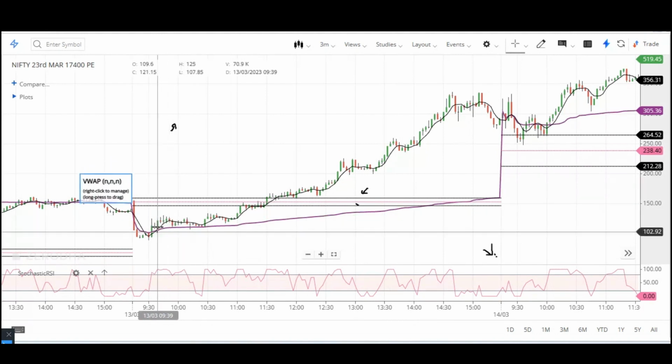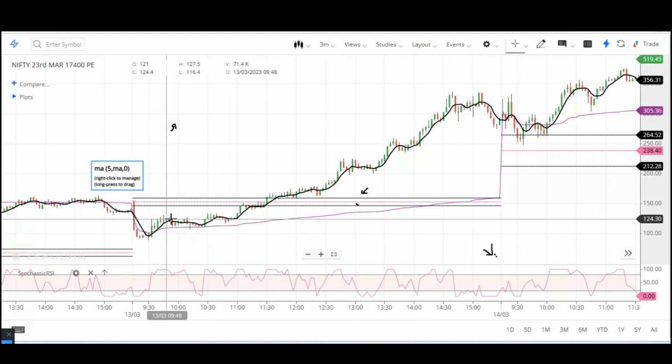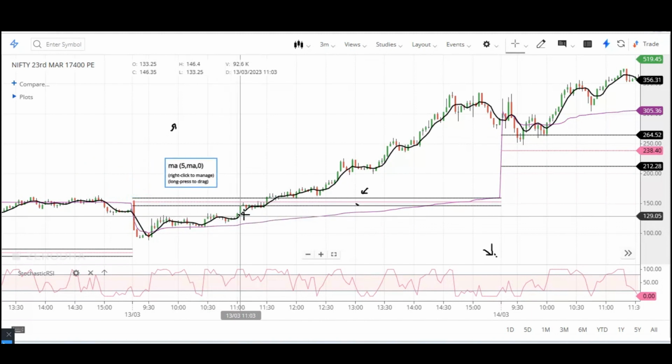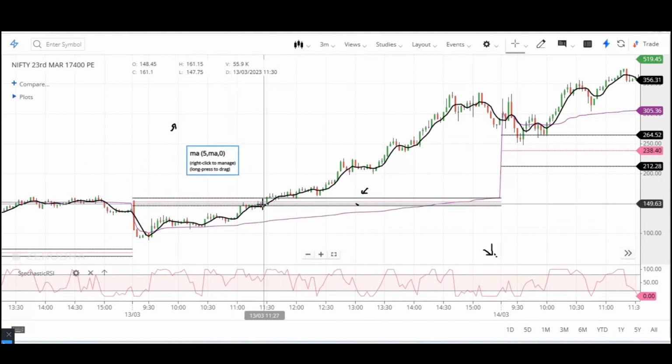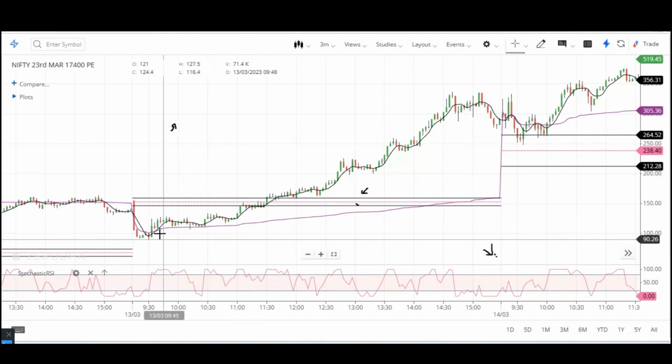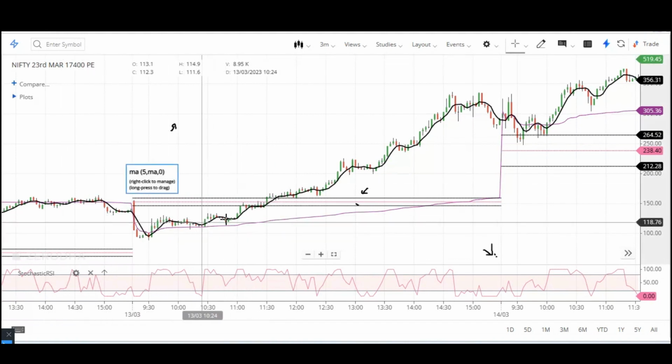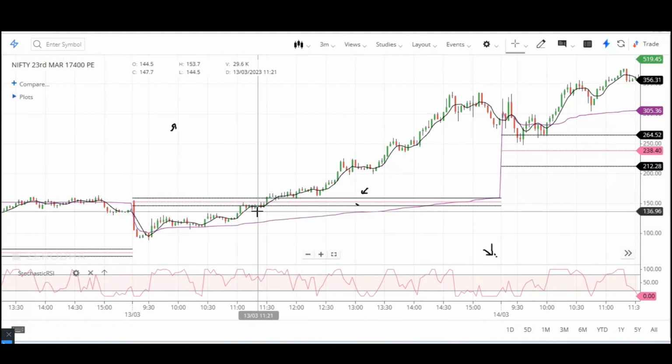Just follow this black line, just follow it. As soon as you see any candle, now because we are buying PE, as soon as you see any full body candle under it, you exit.